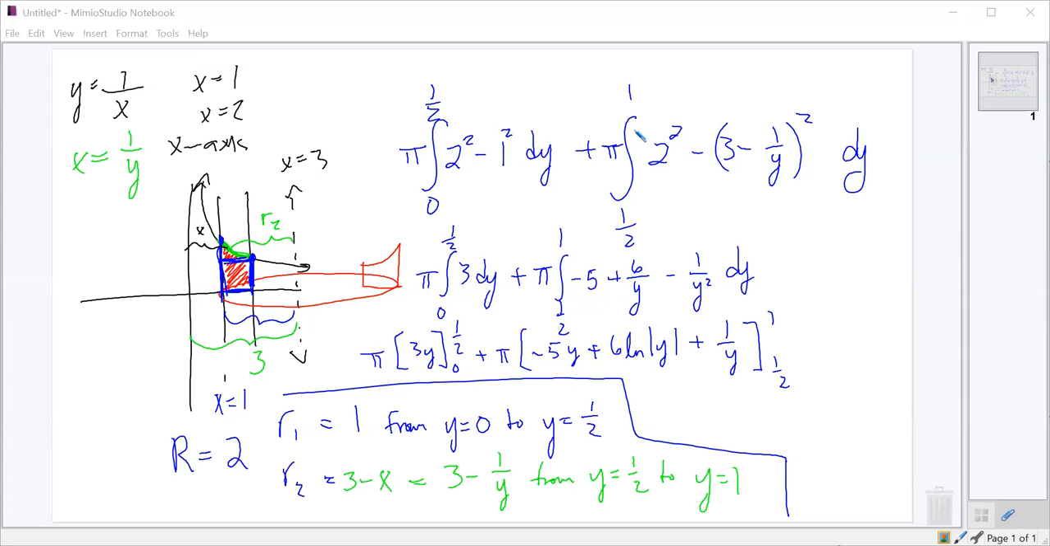I mean, that's just arithmetic. So, yeah, you have 3 pi over 2 there, and you end up with a bunch of numbers. Remember that the natural log of 1 is 0, so that's going to cancel out that term nicely when you plug in the 1. So, some answer. I don't know what it is, but some answer. All right.